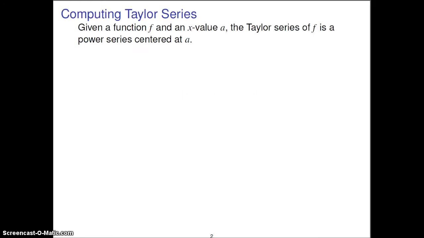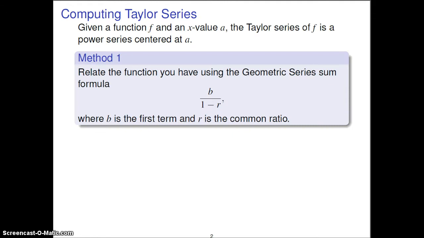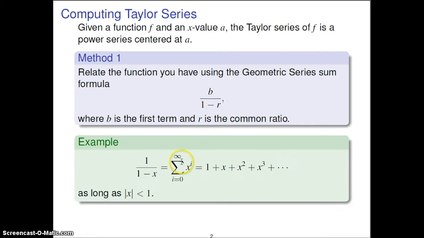So to compute a Taylor series, it's a special type of power series. You need a function and an x value a. And one method to use, it's really fast if you can do it, is to use the geometric series formula. I'm using b for the first term and r for the common ratio. And here's an example of that. So this equal sign right here only works as long as the absolute value of the common ratio is less than 1.